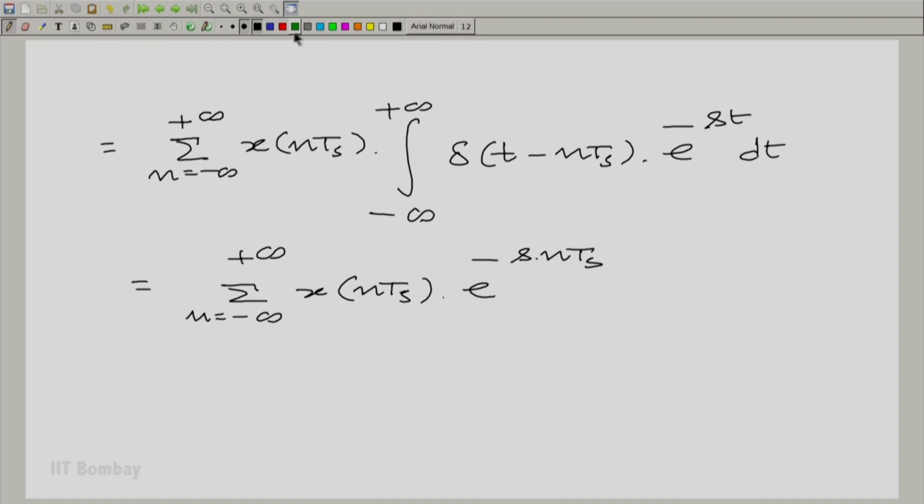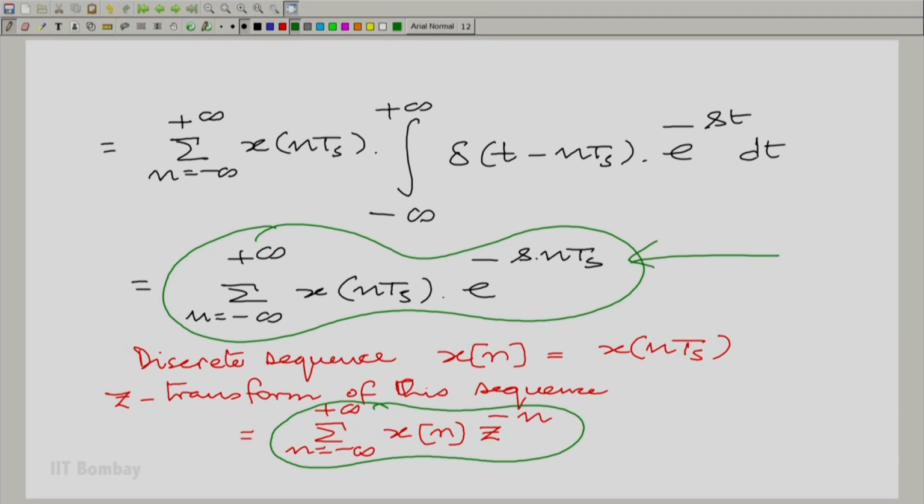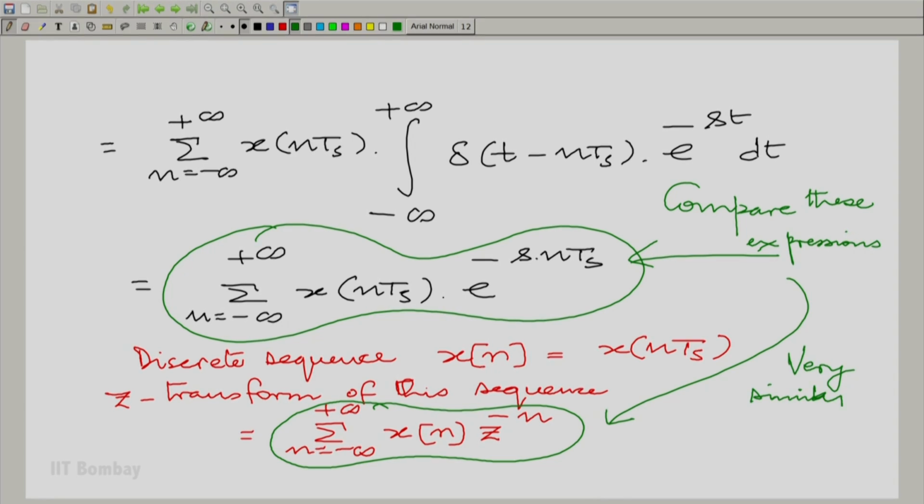Very interesting. You see, we could think of a discrete sequence x[n] given by x at the point nTs. So, the sampling creates a discrete sequence, and we could think of the z transform of this discrete sequence, and we can now compare these two expressions. In fact, the expressions are very similar. If we accept this correspondence, x of n is x at nTs, and if we also make the mapping, z is essentially e raised to the power s Ts, then the expressions are identical.